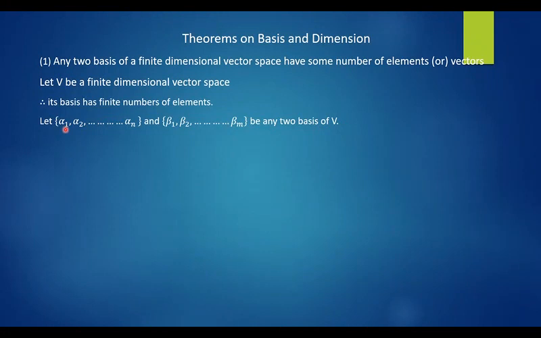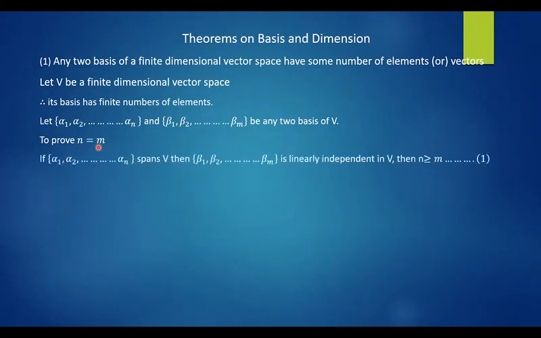We are taking two bases of V such that the first basis elements are alpha 1, alpha 2 up to alpha n. In the first basis we are considering n number of elements, alpha 1 to alpha n. In the second basis we have taken m number of elements, beta 1, beta 2 up to beta m. What we have to prove is that the number of elements in these two bases are equal. That means to prove n equals m.